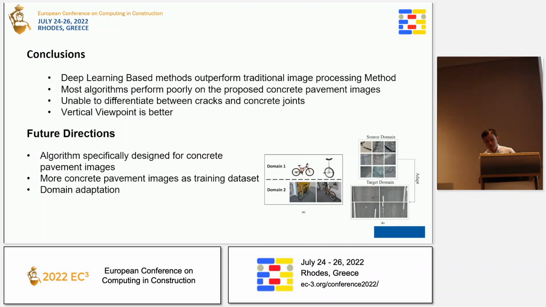Here are some of the future directions we're proposing. First of all, we can focus on developing algorithms specifically for concrete pavement images. We can also capture more images of concrete pavements, label them well, and use them to train the model. And the last one is domain adaptation.